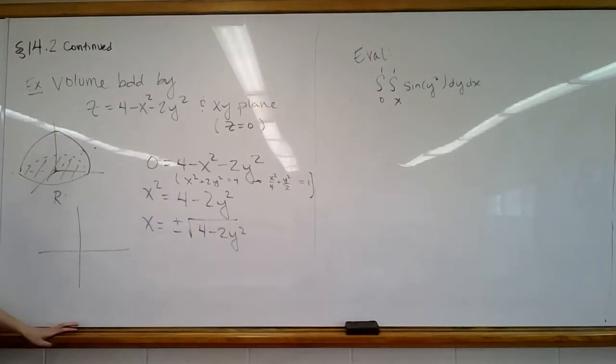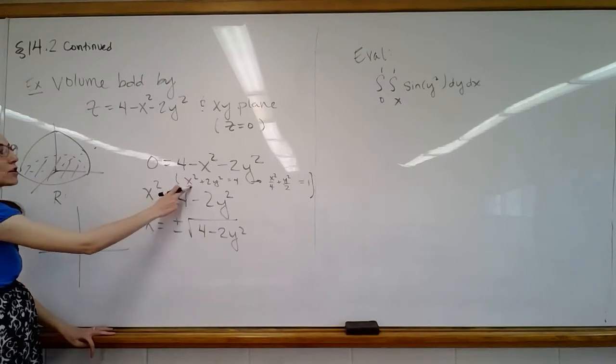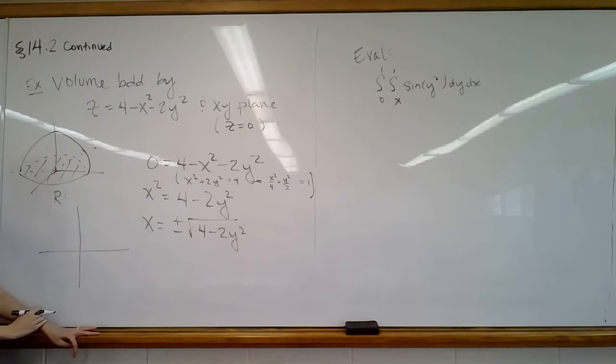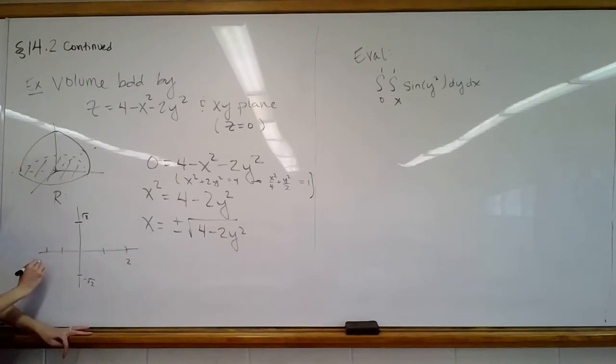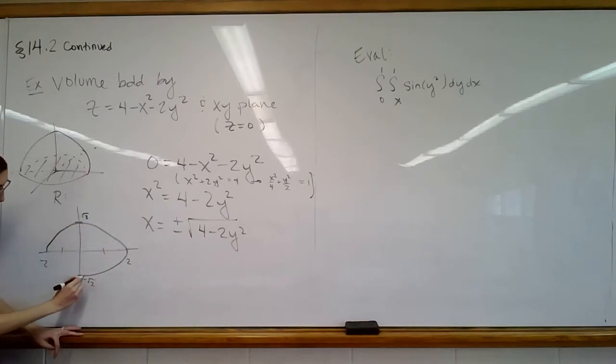Now, the easiest way to graph it is to just look for those intersection points. So when x is 0, those y intersection points, we're going to get y squared equals 2. So we come up to positive square root 2 and negative square root 2. And then when y is 0, x squared is 4. So x is going to come over to 2 and negative 2. And we have this nice ellipse that I will try and draw.